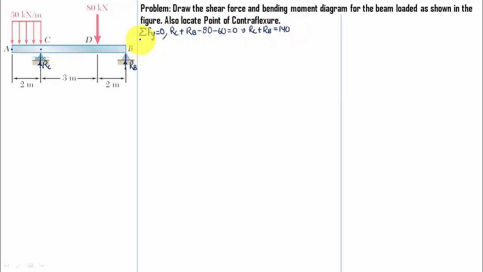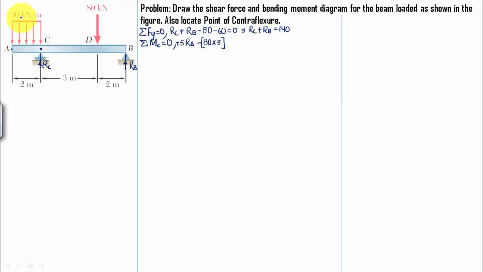Now let us apply the moment equation, and we are going to take moments about this point C. So we've got RB multiplied by this distance, that is 3 plus 2, 5. So 5 times RB, and RB is producing an anticlockwise moment and hence a positive sign. This 80 is producing a clockwise moment and hence a negative sign, and this has to be multiplied with this CD, which is equal to 3. What else is there?